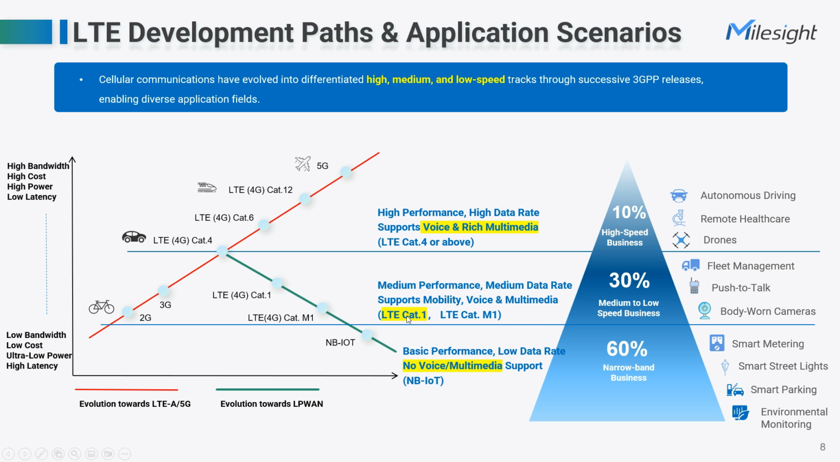We're talking about things like fleet management for trucks, body cameras for police officers, and push-to-talk services. You know, those walkie-talkie-like services that let you press a button to talk to one person or a whole group instantly. But the real workhorse of the IoT world is going to be narrowband. It's designed to handle the massive 60%, the vast majority of connections. Classic use cases here are smart meters, smart street lights, smart parking sensors, and environmental monitoring. These devices just need to send tiny bits of data very efficiently, and NB-IoT is built exactly for that.